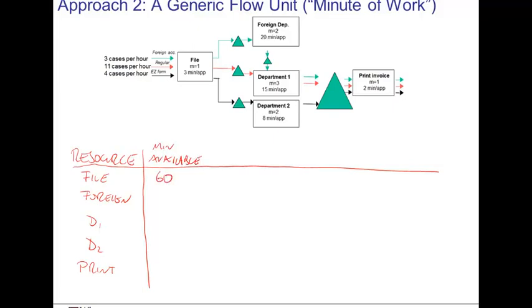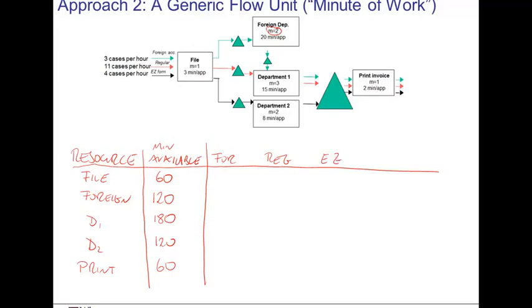At the foreign department, we have 2 persons working there, and together they're able to provide 120 minutes of work. At Department 1, we have 3 people, creating a total amount of time available of 180 minutes, 120 minutes for Department 2, and then a total of 60 minutes at the printing department. Now ask yourself how much work time will be required by each of the flow units. Similar to the previous calculations, we'll look at the 3 flow unit types: the foreign ones, the regular ones, and the easy ones.